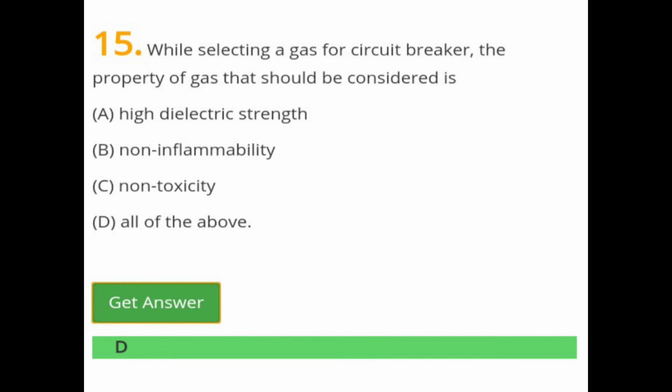Question number 15 is, while selecting a gas for circuit breaker, the property of gas that should be considered is high dielectric strength, non-inflammability, non-toxicity and all of the above. So the correct answer is option D, means while selecting a gas for circuit breaker, the properties of the gas that should be considered are high dielectric strength, non-inflammability and non-toxicity.